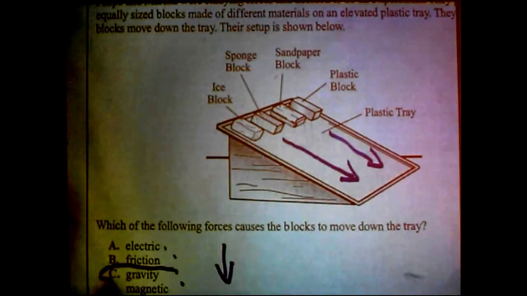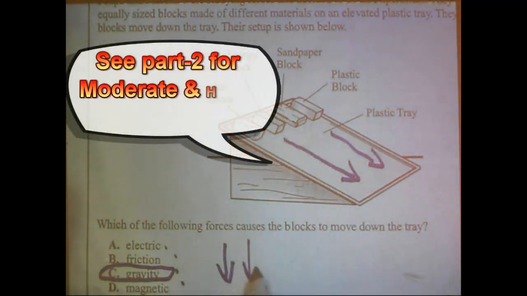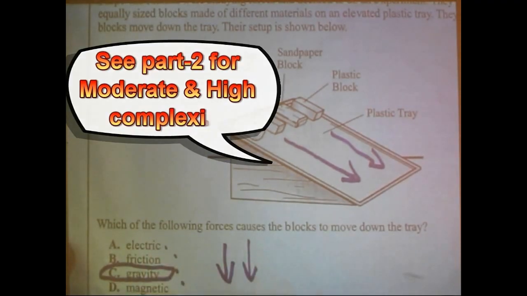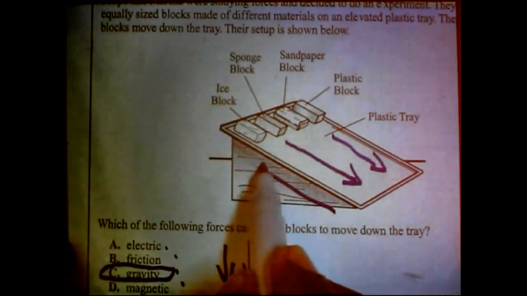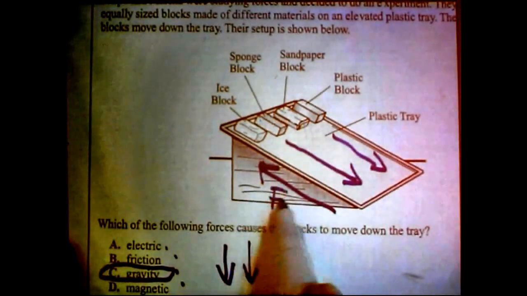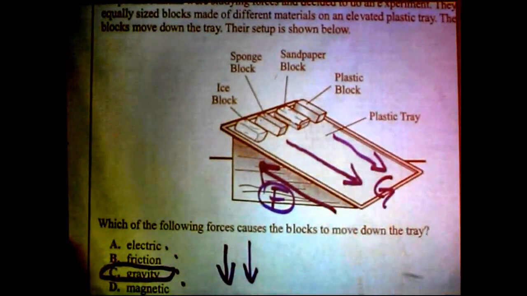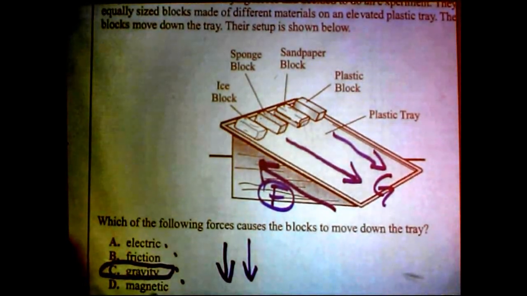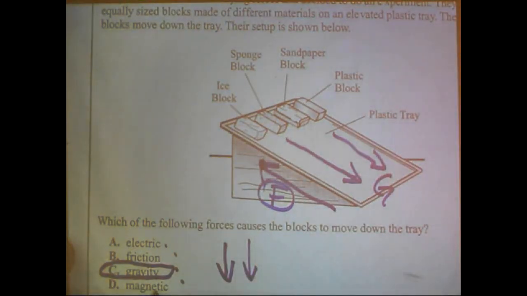Right here we know that the correct answer is C, because gravity is a force that pulls downward. It's not electrical, and it's not friction, because friction would be the force that prevents it from moving down the tray. Okay? Friction would be this way, an opposing force. So we put F here for friction, but then we're going to put G here for gravity, pulling it down. Okay? So let's look at it. It's not magnetic, okay? Because magnetic is talking about force of attraction, how things attract each other.